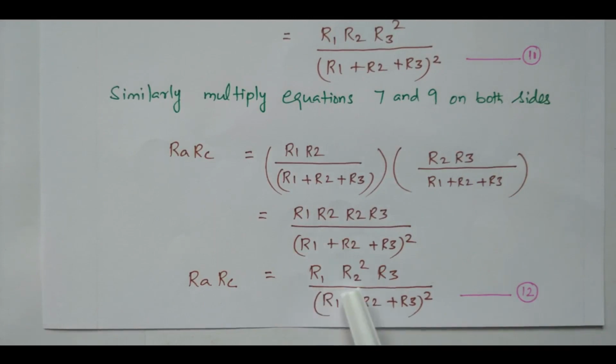So R1, R2 square into R3. This is equation number 12. Now we have equations number 10, 11 and 12, that is RA, RB, RB, RC, RC and RA. These 3 equations we have framed. Now we'll go for the further simplification.